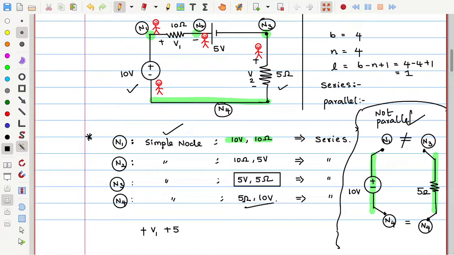This third branch is plus V2. And the next branch is minus 10 is equal to 0. So this is what KVL, Kirchhoff's voltage law, is. Now, one thing should be clear for everyone.